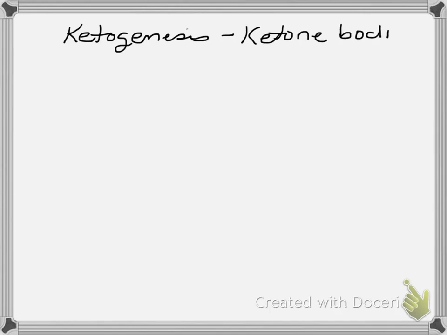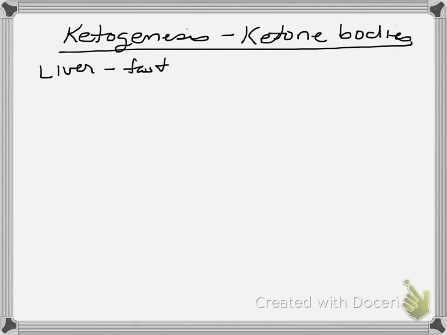Okay, this video is going to be covering ketogenesis. This is the synthesis of what are considered ketone bodies. Now, ketogenesis occurs in the fasting state in the liver. The liver is responsible for making ketone bodies. So we're going to be focusing on the liver and a fasting state.